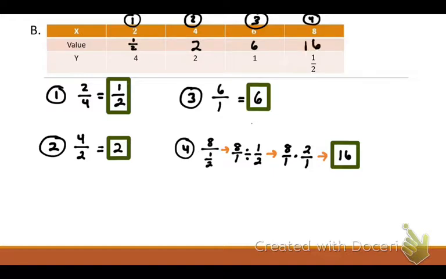All right, what do you think, guys? Is this proportional? No, because the value of the ratio is different all the way across the table. It is not proportional because it was not equivalent or it did not equal each other.